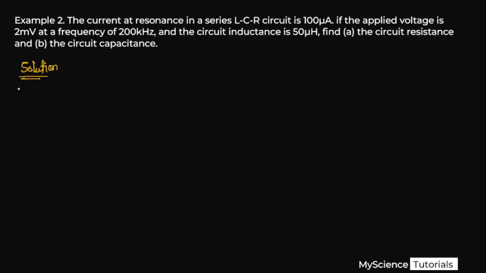We're told that the current in this particular circuit is 100 microamperes, so 100 times 10 raised to the power minus 6 amperes. And then we're told that the voltage V is equal to 2 times 10 raised to the power minus 3 volts. The frequency, which is the resonant frequency, is 200,000 hertz. And then we're also told that the circuit inductance, which is L, is equal to 50 microhenry. We have to find the circuit resistance and the circuit capacitance. Alright, so let's go ahead and look at what we can do.